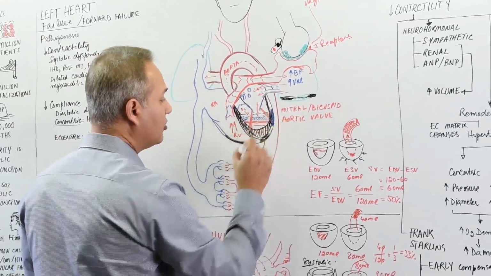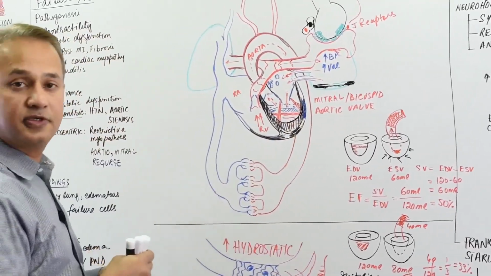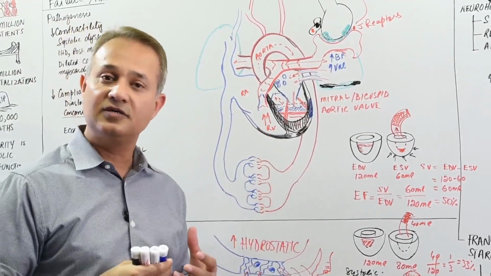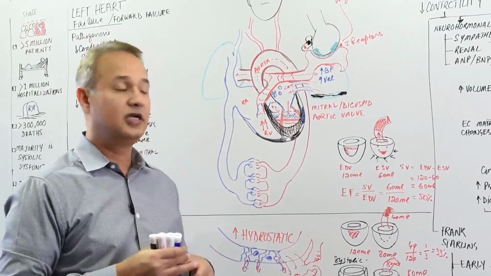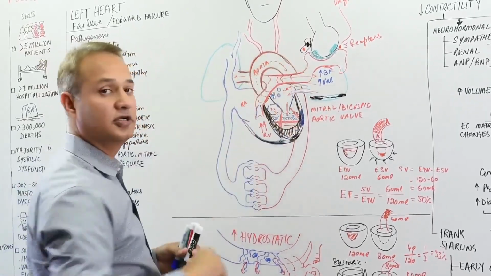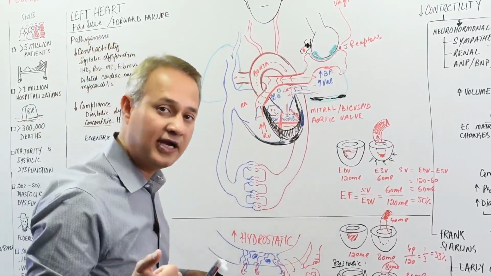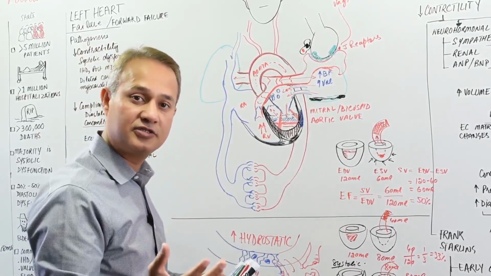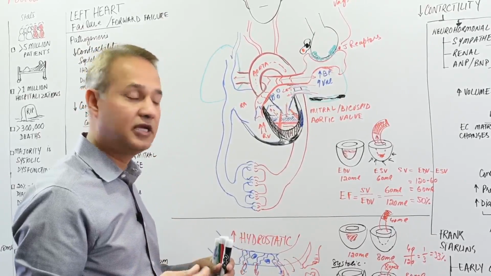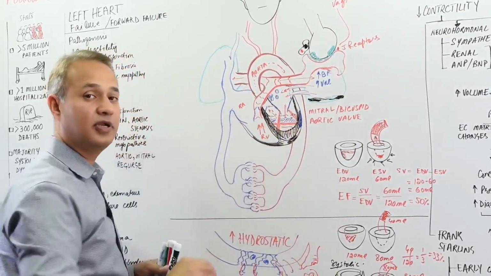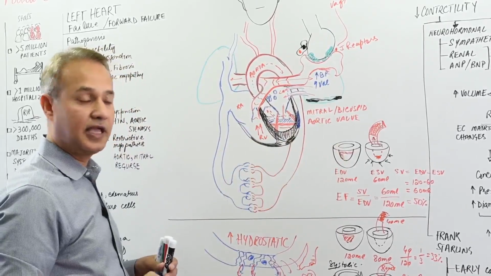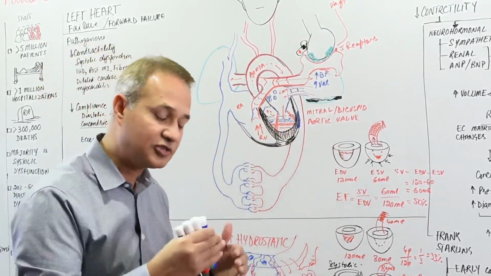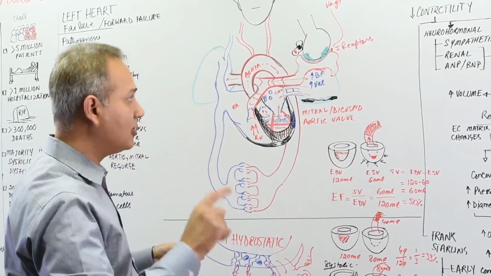What do you think will cause it to become hypertrophied? Increased pressure of work. That means increased afterload. How will that happen? Hypertension. Essential hypertension can cause reduced compliance over time, and the heart will become hypertrophied. Now, what kind of hypertrophy? Concentric or eccentric? Let's talk about that very quickly.